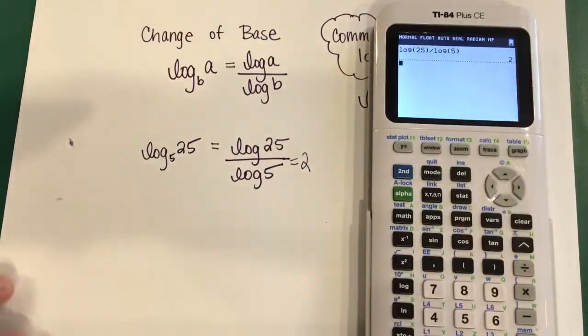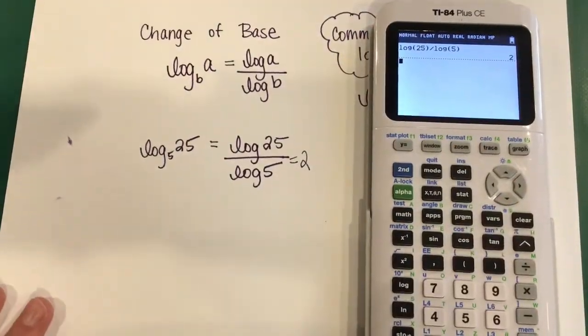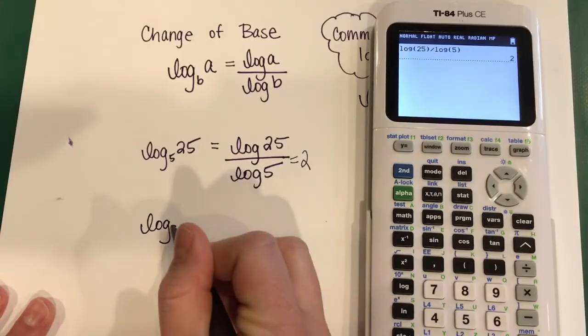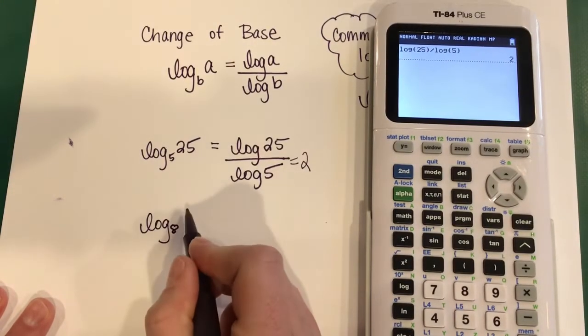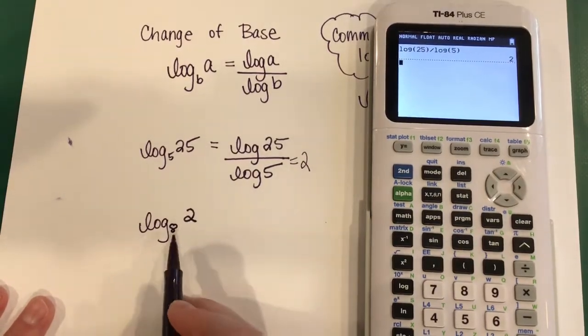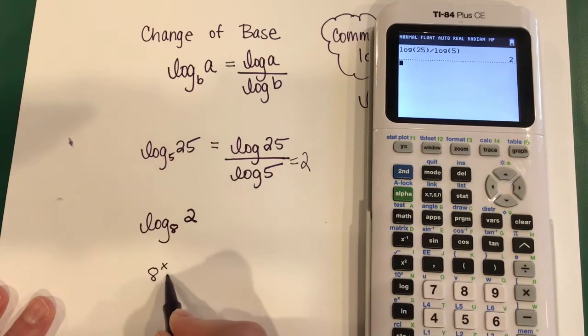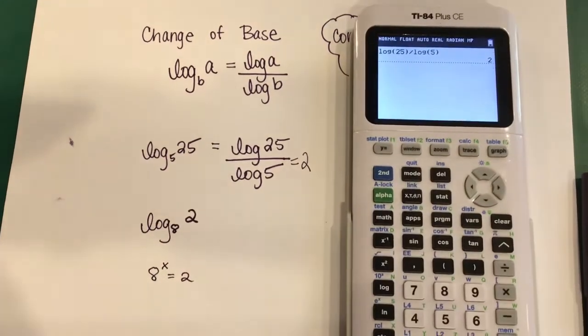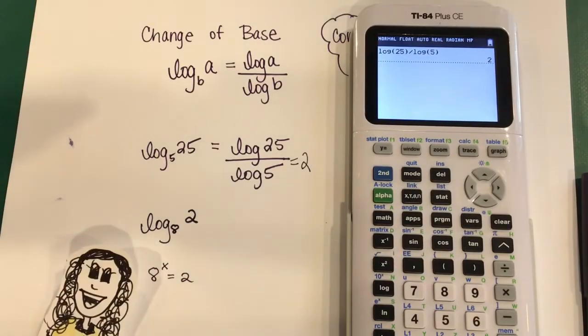Now, this comes in handy, especially when it comes to some that are a little more complicated. So if I gave you guys log base 8 of 2, well, we know this is 8 to what power equals 2? Now, 4, it's 4.